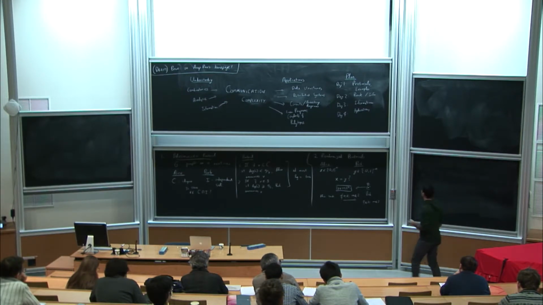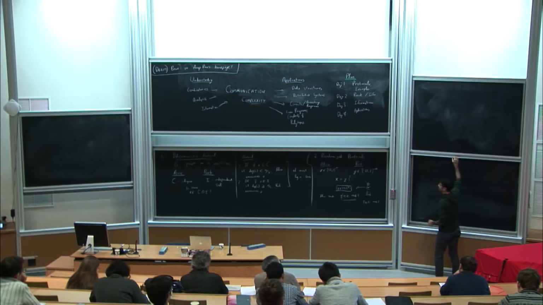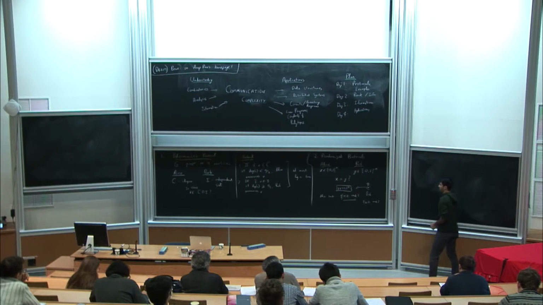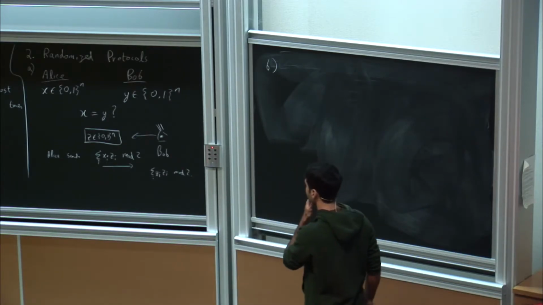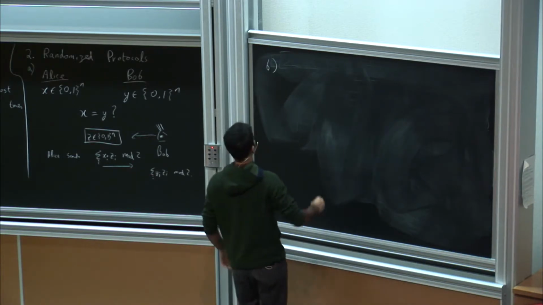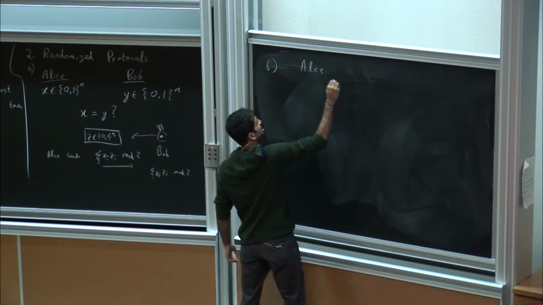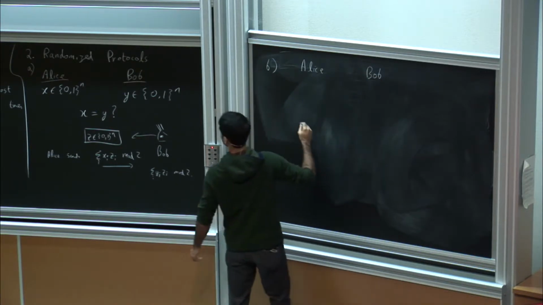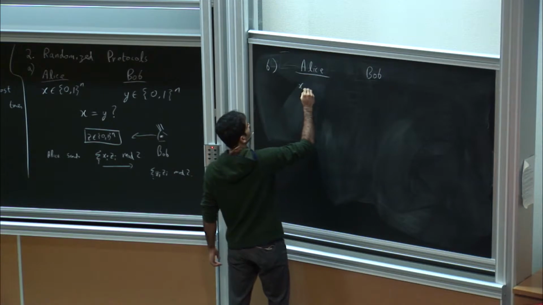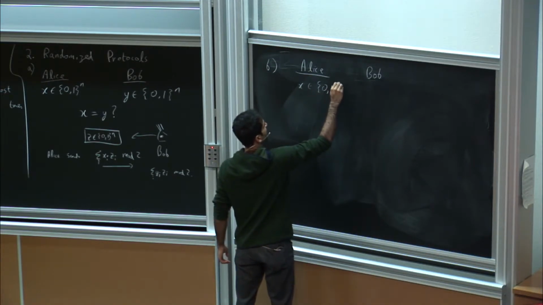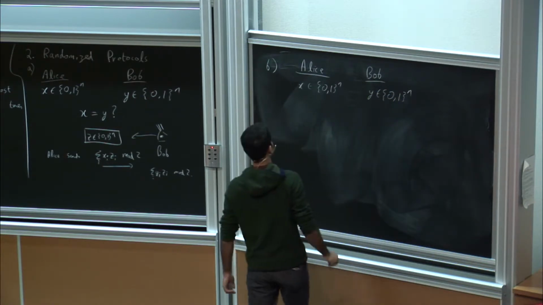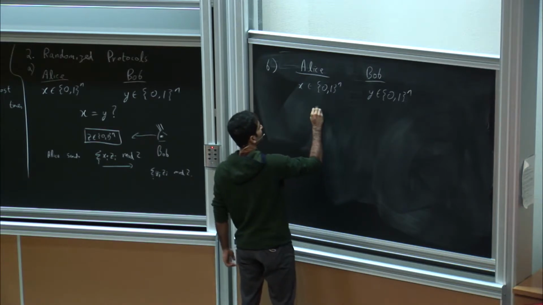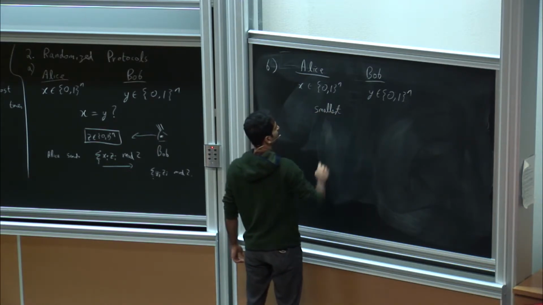So that's one randomized problem. That's A. And now I will do B. B is a little more sophisticated, but it's using essentially the same idea. Again, Alice has X and Bob has Y, which are strings. And what they want to do is find the smallest i where X and Y differ.